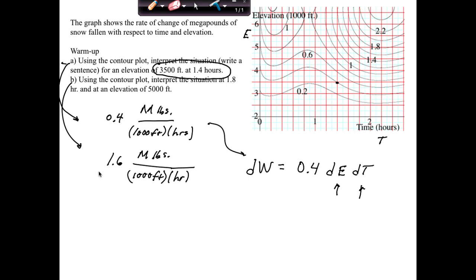We could do the same thing with this. It'd be 1.6 times, but that would be for a different situation when the time is 1.8 hours and elevation 5,000 feet. Okay, so a different kind of take on rate of change here, but the same kind of interpretation because it is rate of change. Does that make sense? Okay, so let's warm up.